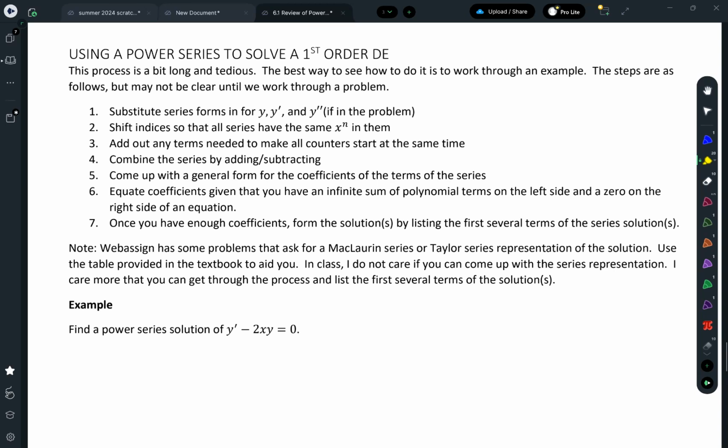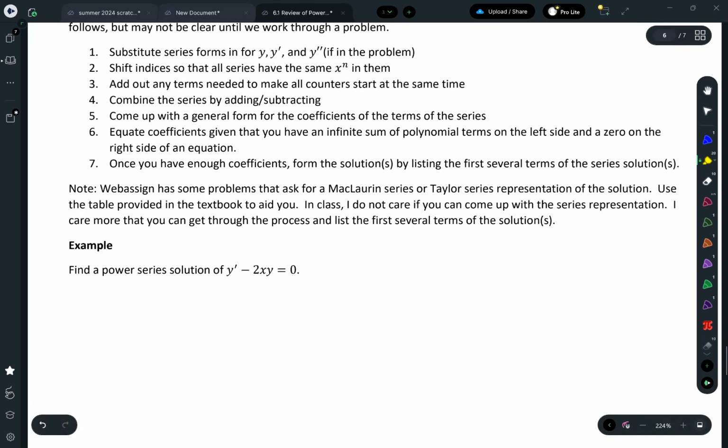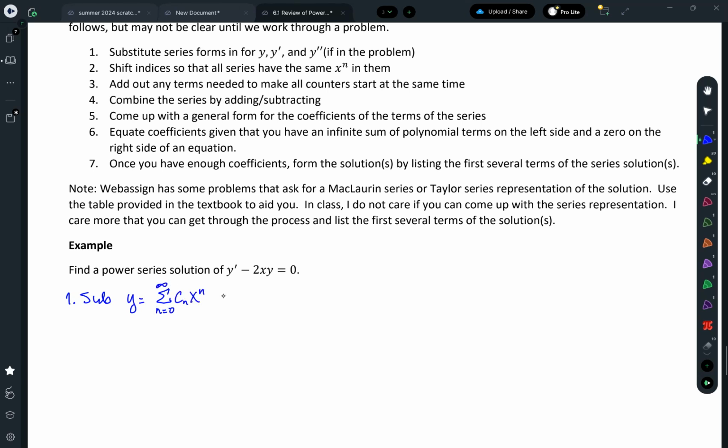All right, so let's start with an example. We want to find a power series solution of y prime minus 2xy equals 0. So first, we're going to substitute y equals the sum n equals 0 to infinity of c sub n x to the n, and y prime equals the sum n equals 1 to infinity of c sub n x to the n minus 1 into the differential equation.